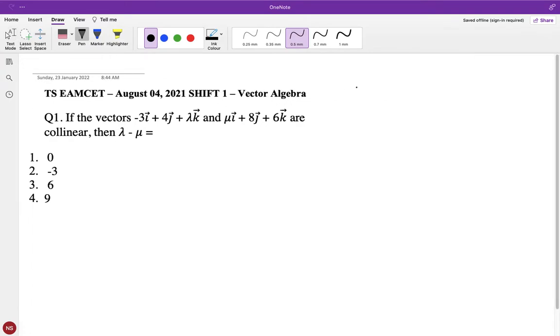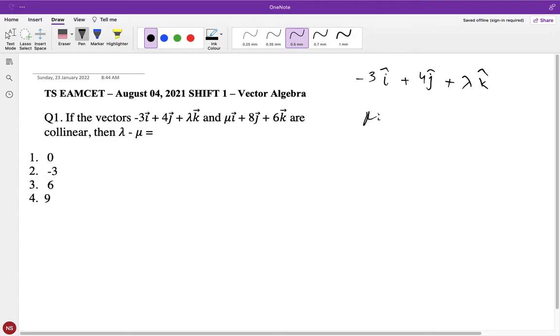So this is the first problem. If the vectors minus 3i plus 4j plus lambda k and mu i plus 8j plus 6k are collinear, then what is lambda minus mu? This is a very easy question, right? We have been given two vectors, and they are given to me as collinear. I would say this is vector A, this is vector B. These are collinear, so in that case their cross product is 0.